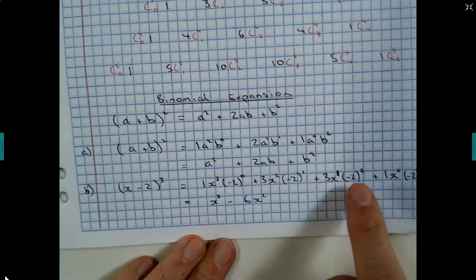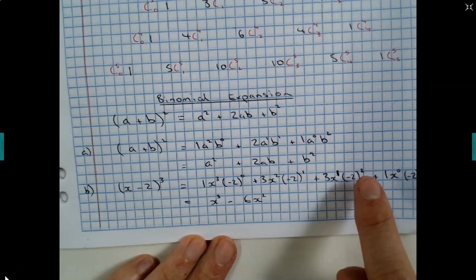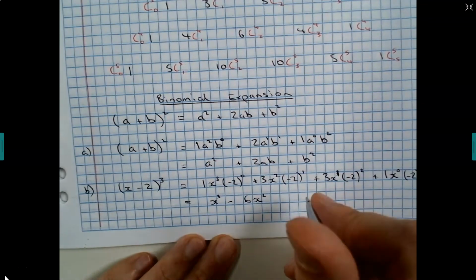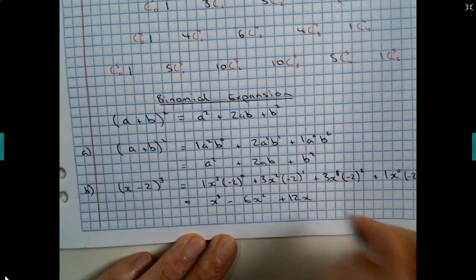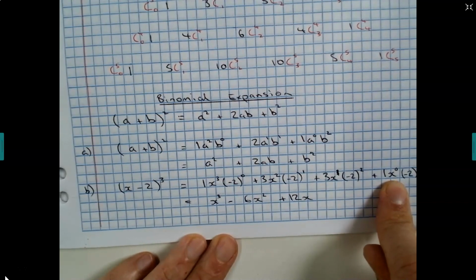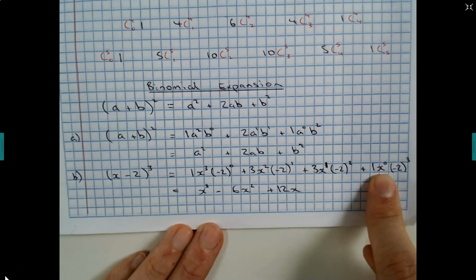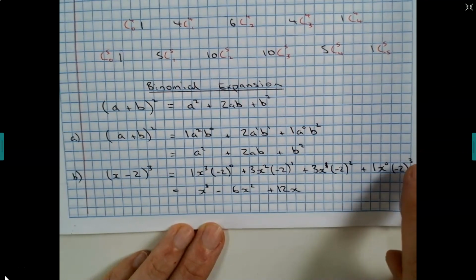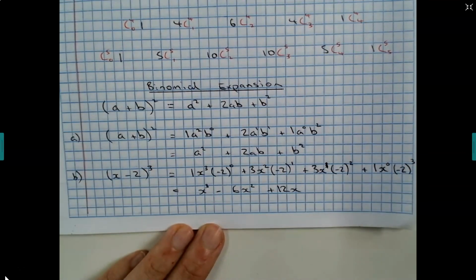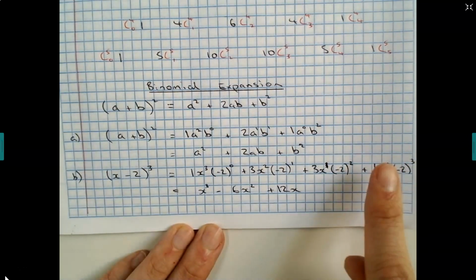Then the next term, minus 2 all raised to the power of 2. Minus 2 squared is positive 4, times 3 is going to be positive 12 by x. So it's going to be plus 12x. And then this x to the power of 0 is 1. Anything to the power of 0 is always 1. Times, this is minus 2 to the power of 3, which is 8. But it's going to be negative 8, because it's minus 2 times minus 2 times minus 2. So this is going to be minus 8.